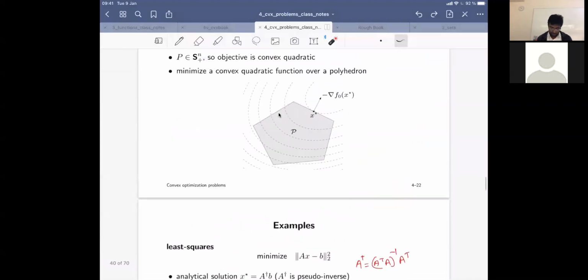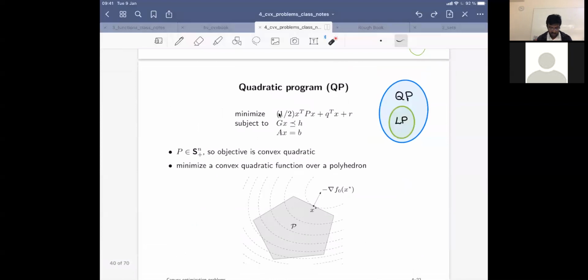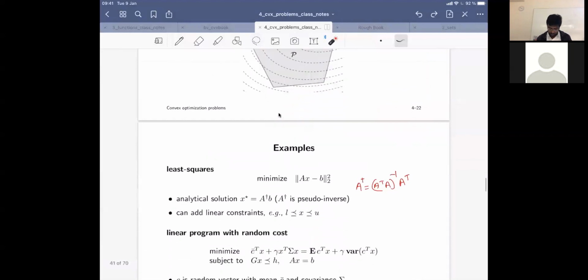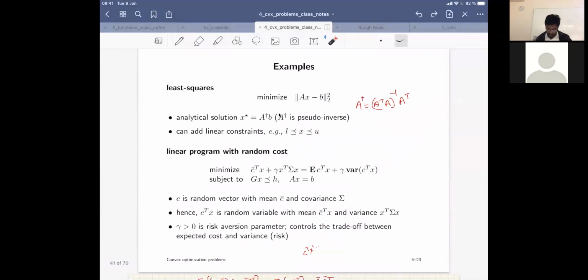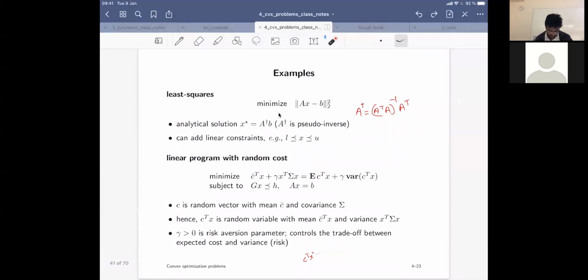That's it. So you can add constraints, but constrained least square will be a QP only when the constraint that you are adding is of this form. Okay. Now let's see another example.